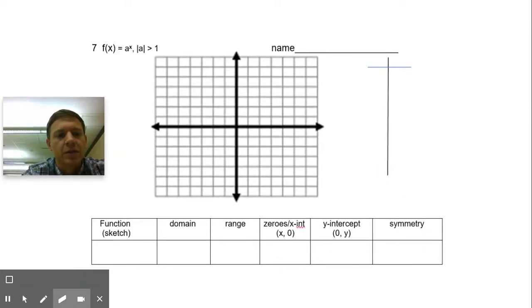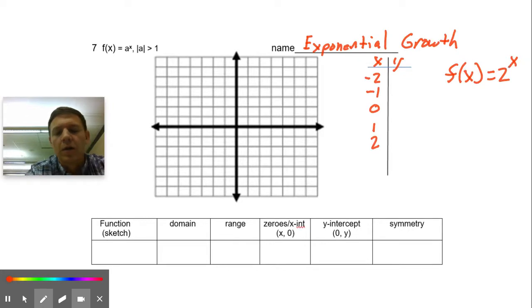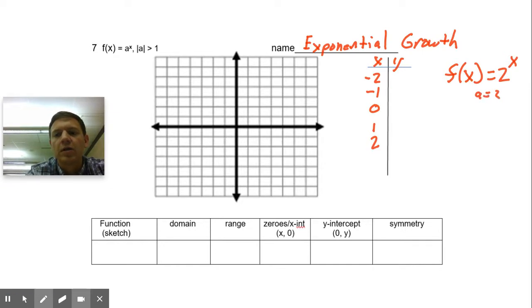This one is a little interesting. f(x) equals a, which a is just a number, raised to the x power, where a is greater than 1. This is exponential growth. For the purposes of this graph, I'm just going to plug in 2 as our a, so a equals 2, and use that as our function. f(x) equals 2 to the x. And I'm going to plug in those x's.